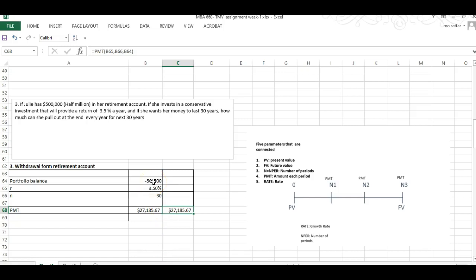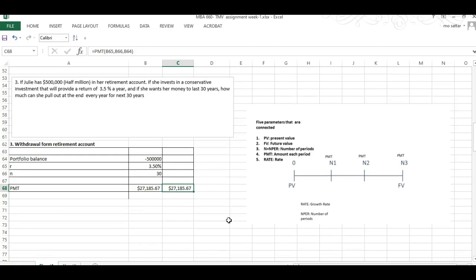which means that if you put in $500,000 into, say, an annuity or someplace, and the investment or the annuity is going to make 3.5%, and you want the money to last 30 years, you can pull out 27,185.67, and the money will last for you for 30 years.